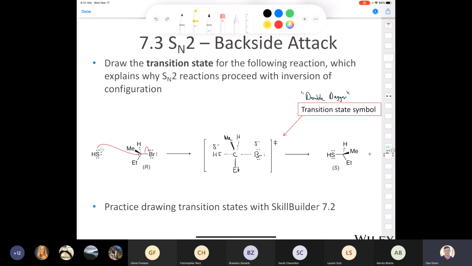You see that this bond is being formed, okay? Maybe we could even put that in here. So this is the bond being formed, and it's not completely formed, is it? And this is the bond being broken, and it's not completely broken, is it? Right? So this would represent, again, a maximum on our reaction coordinate diagram.